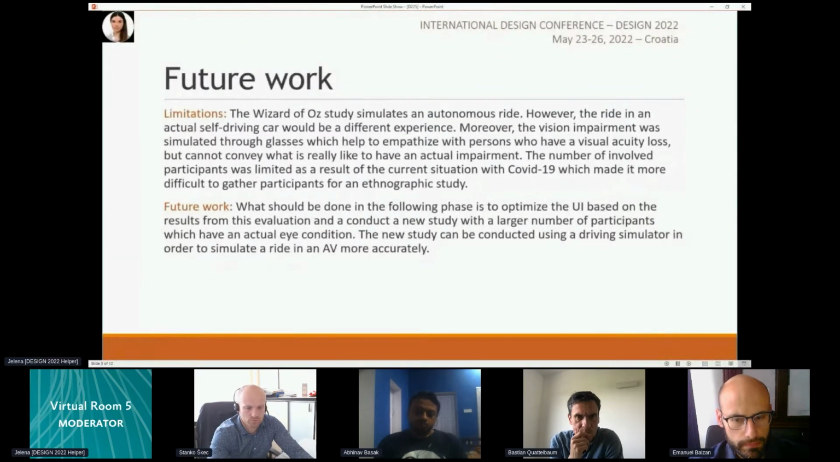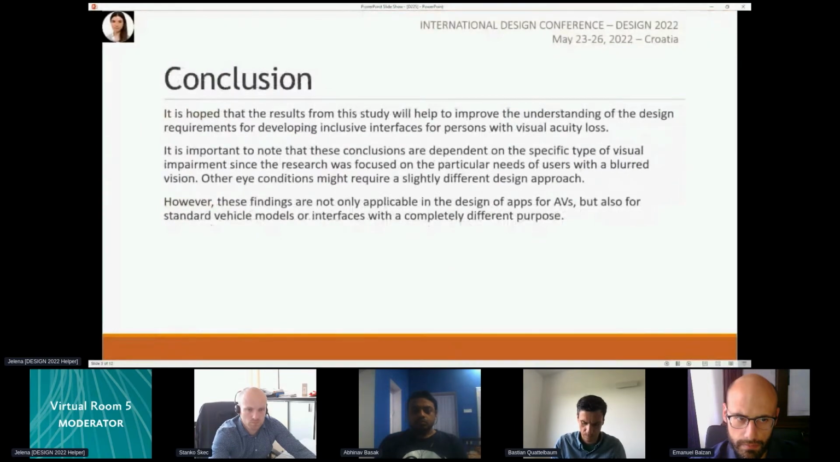Because of all these limitations, there is a possibility for further research on this subject. What should be done in the following phase is to optimize the interface based on the results from this evaluation and conduct a new study with a larger number of participants which have an actual eye condition. The new study can be conducted using a driving simulator in order to simulate a ride in an autonomous vehicle more accurately. In conclusion, it is hoped that these results from the study will help to improve the understanding of the design requirements for developing inclusive interfaces for persons with visual acuity loss.